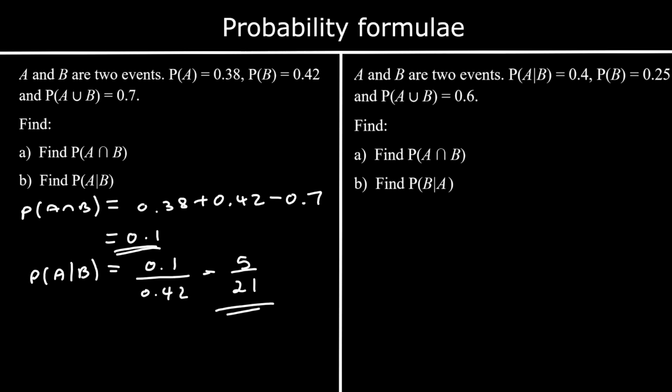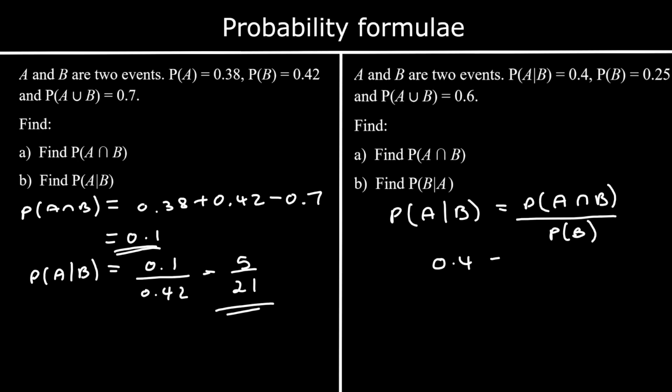So this time we've got the probability of A given B, the probability of B, and the probability of the union of A and B given to us. So we want the intersection. Let's use our given formula. So the probability of A given B is the probability of the intersection of A and B divided by what's given, which is the probability of B. So that's 0.4 equals the intersection divided by 0.25. A quarter times 0.4 will be 0.1.